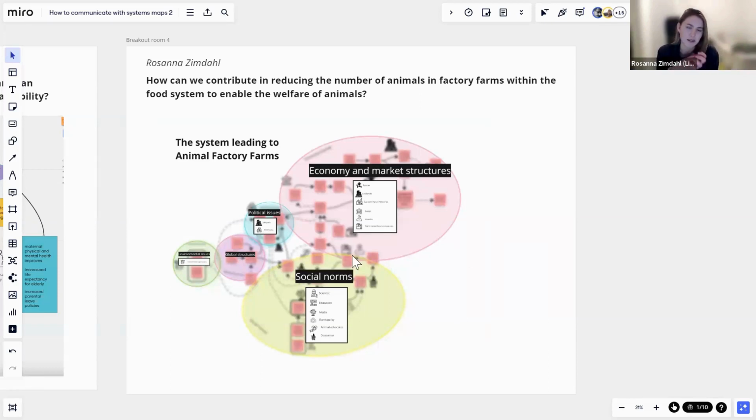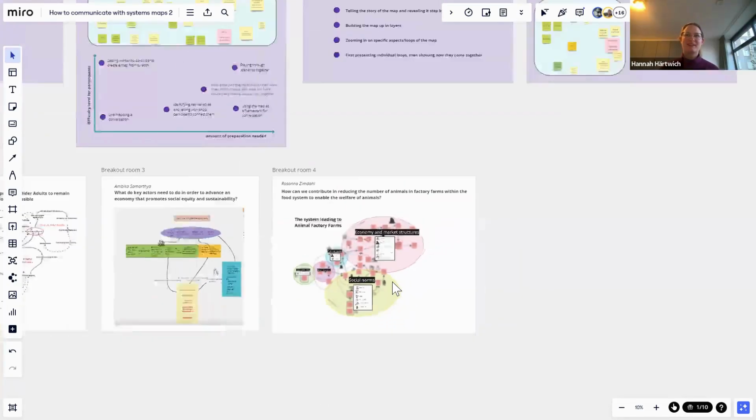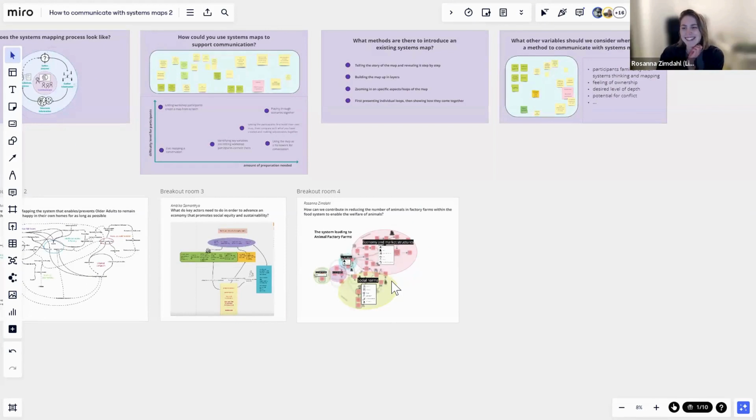So we got different sectors of society here. We got the economy and market structure, social norms, and some political and environmental aspects. It's a very brief overview map of how the factory farming system is built up from our perspective. So it might be interesting if you want to look at how animal advocates are thinking, because this is our viewpoint of it. Thank you, and hopefully this can be useful in continuing work.